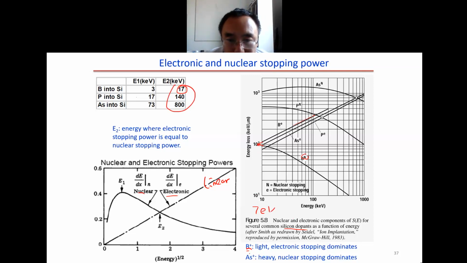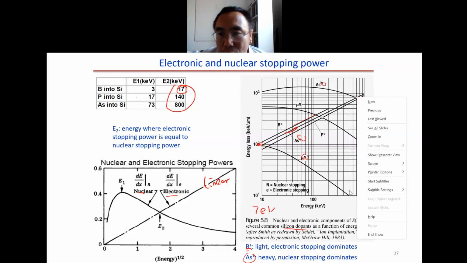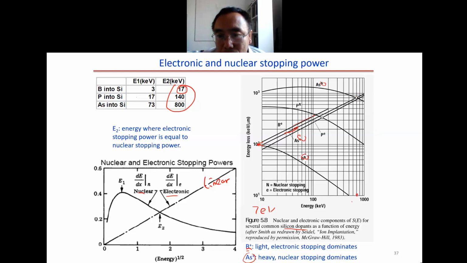For the case of arsenic, here we have this nuclear stopping. The number is bigger than this arsenic curve here, and this electronic stopping. The crossover happens here. This one is given here as 700 electron volts. So the energy here, the E2, when they are the same, happens at 700 electron volts. But here, the E2 is given as 800 electron volts. A little bit different from different sources.